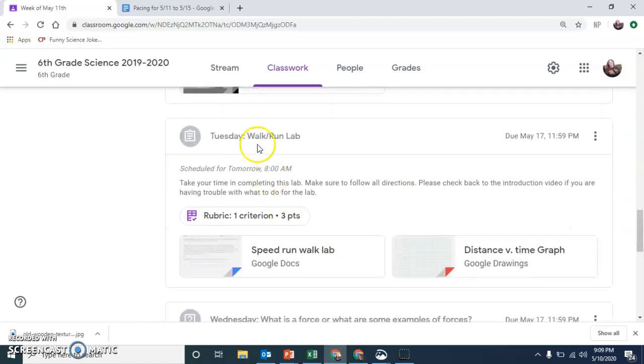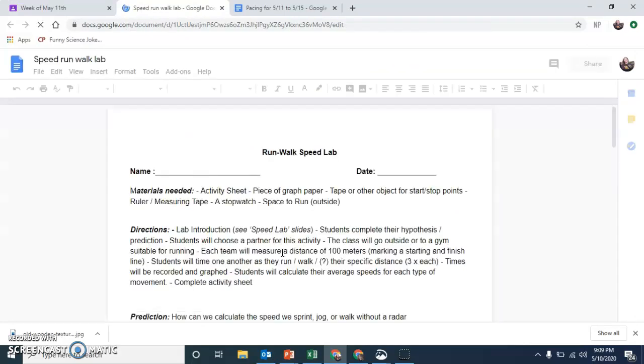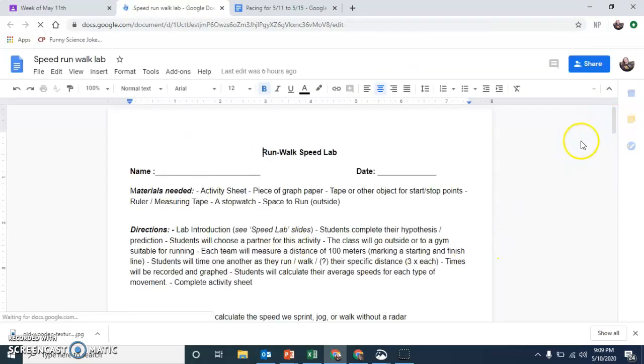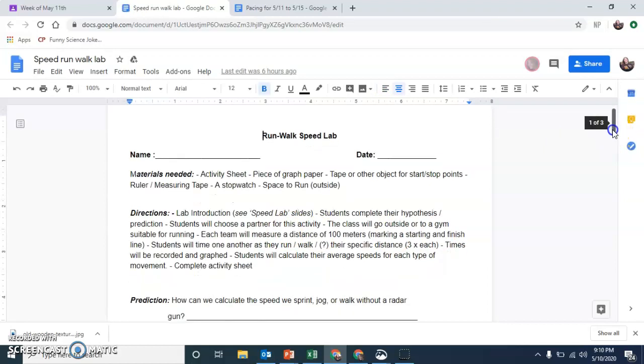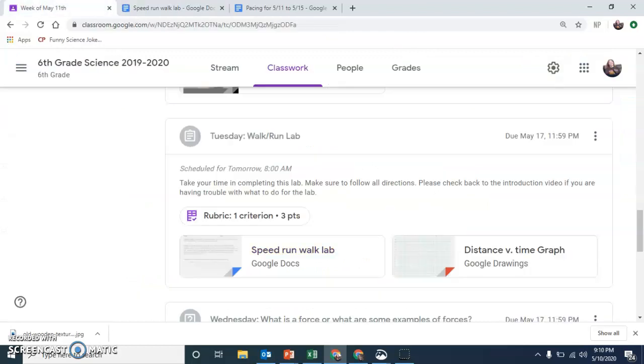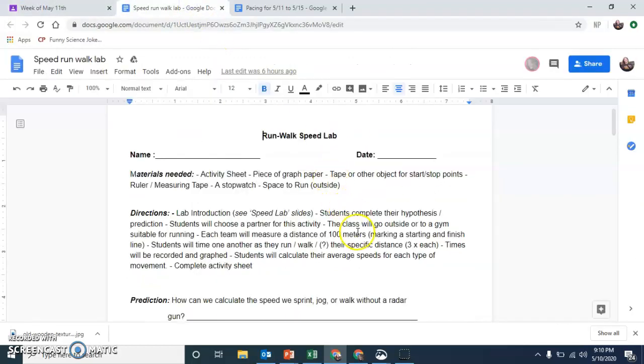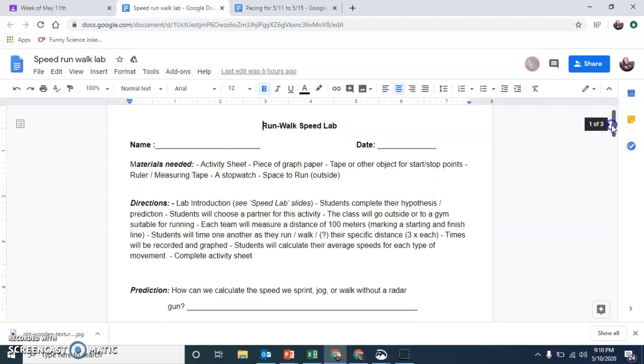So for the walk run lab, you're going to click in and it's going to show up with a page that looks like this. So things that you need: this activity sheet. You need a piece of graph paper, or you can do it on the Google drawing that I created. You need a tape or some way to mark your start and stop points. And you need a stopwatch. The best place to do it is outside.